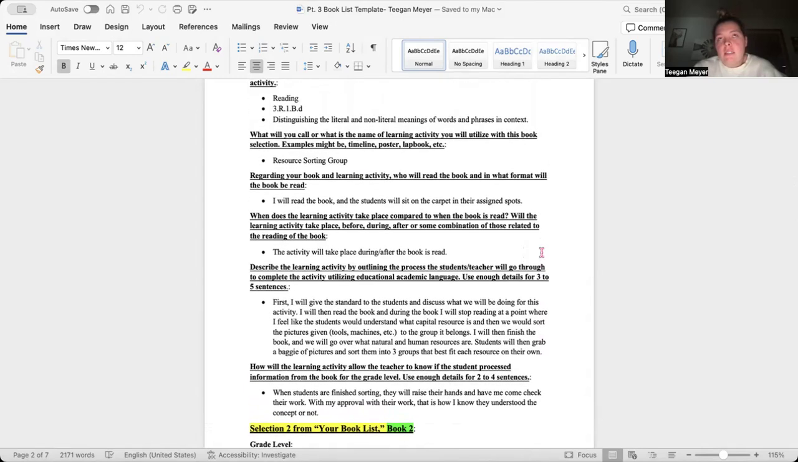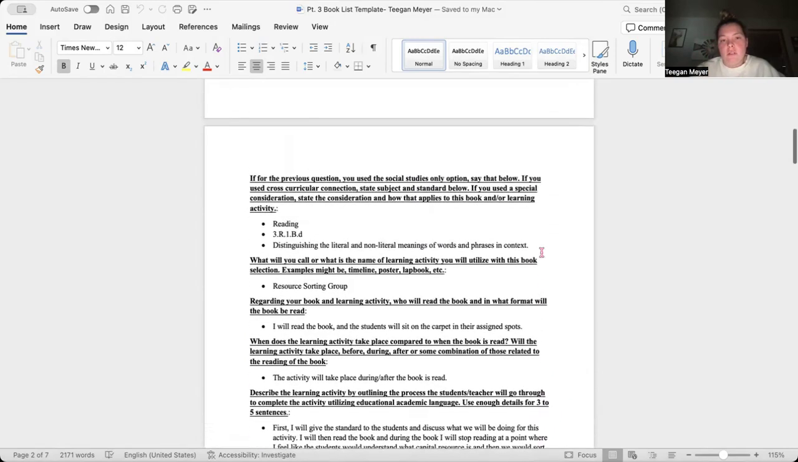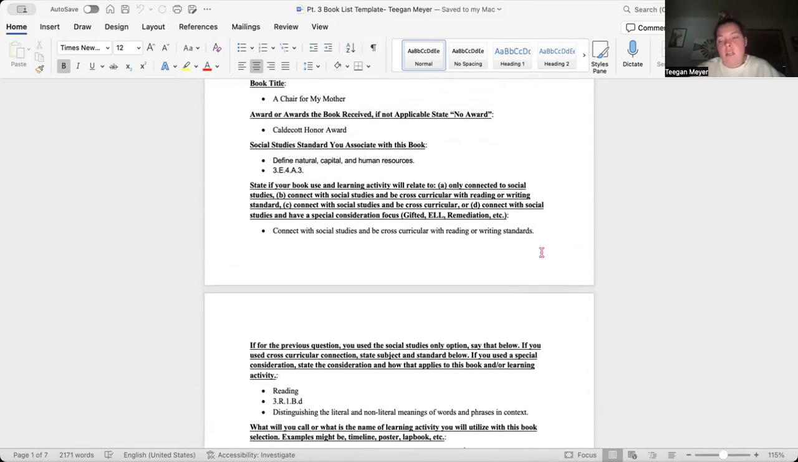So the students will be sitting on their carpet spots while I'm reading, and then we will do that first part together. And then after the book is read, they'll grab their own baggies and sort in three different groups. Pictures that are capital resource, pictures that are human resource, and pictures that are natural resources.